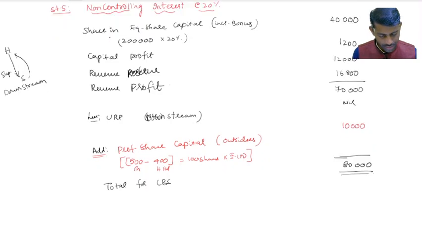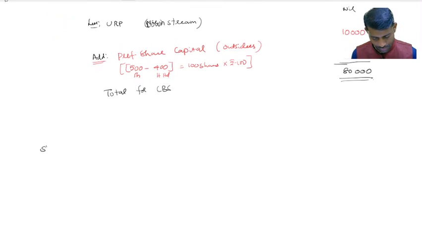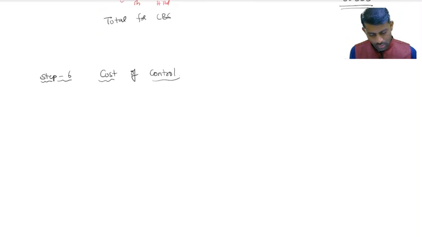So next, let us go to step number 6, which is called cost of control, liability method. So first is A, investment in equity shares.